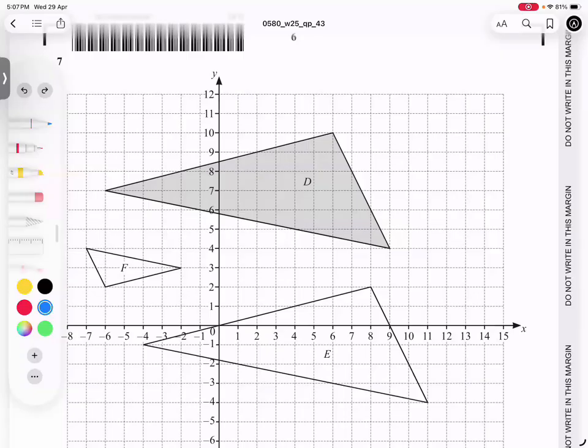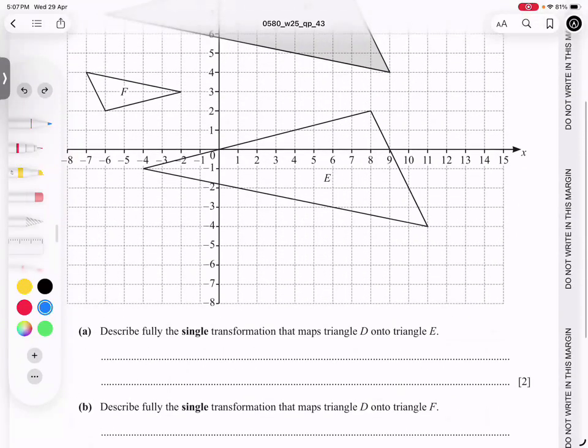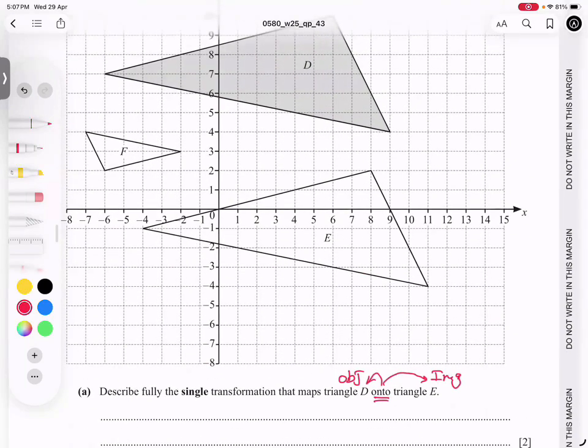Question number 7, students, we have now. And what is question 7? Describe fully the single transformation that maps D onto E. Before onto, this is called the object. And after onto, this is called the image. So I must write it better to get an accurate answer. So D, I'm writing it here as object, just write O. And E is the image, I'm writing I.